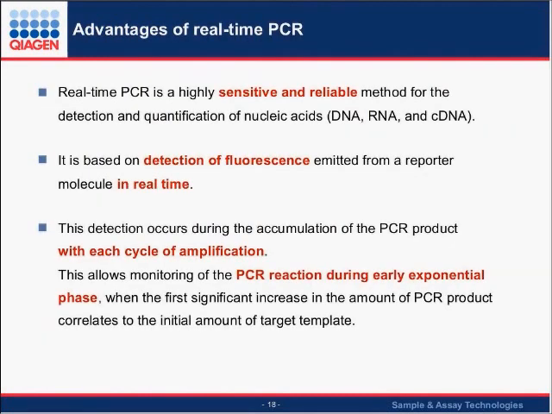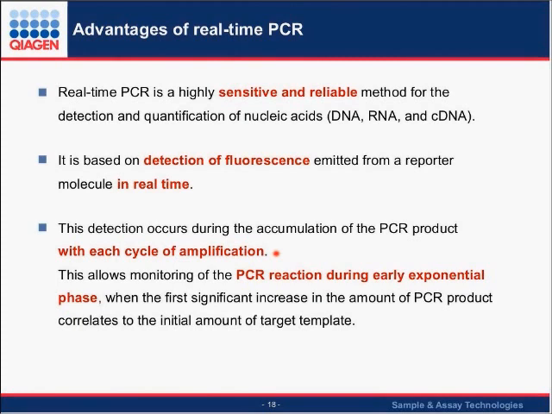So the advantage of real-time PCR is that it's a highly sensitive and reliable method for detection and quantitation of nucleic acids, be they DNA, in this case, RNA in other cases, or perhaps a cDNA. It's based on detection of fluorescence emitted from the reporter molecule in real time. We'll go into what that looks like in the next couple of slides. The detection occurs during the accumulation of the PCR product with each cycle of amplification.